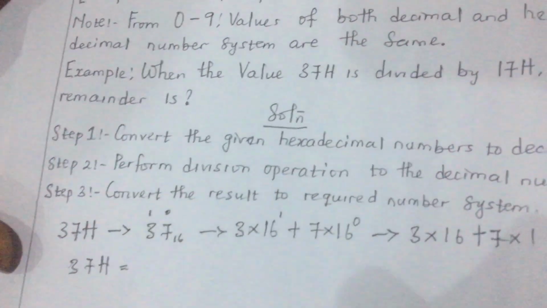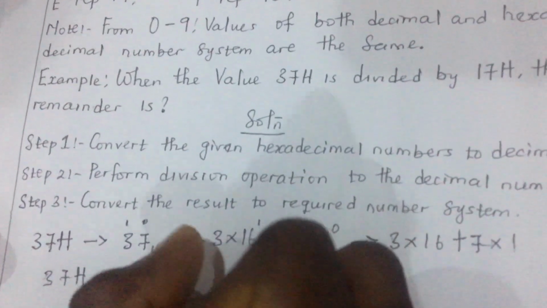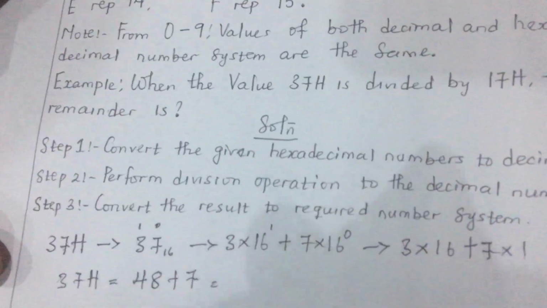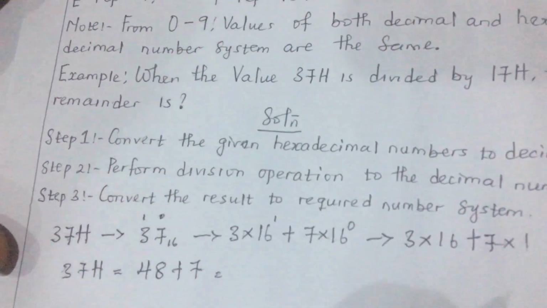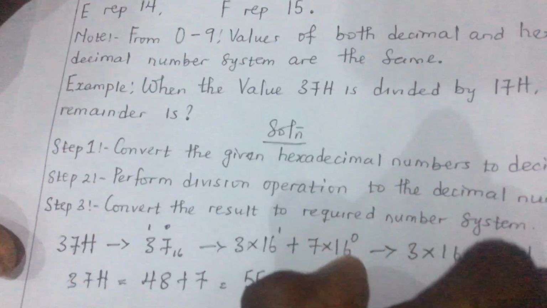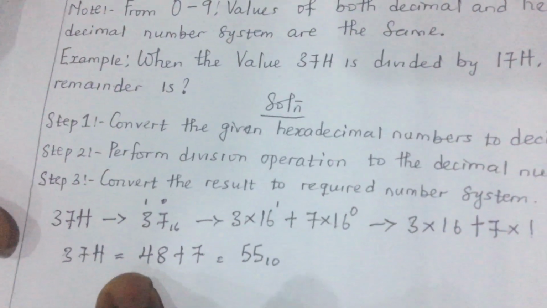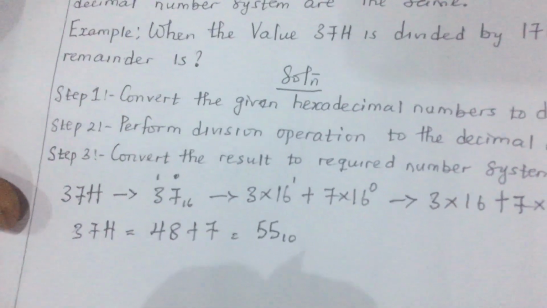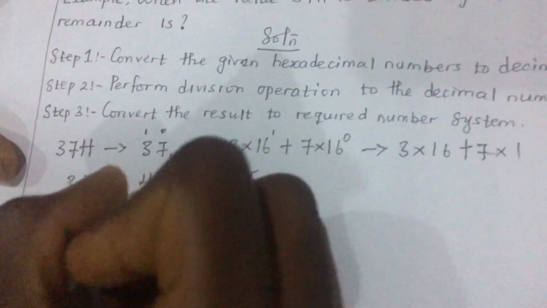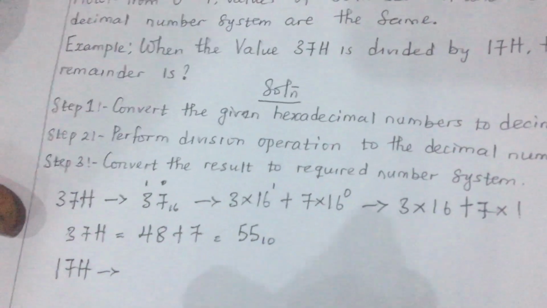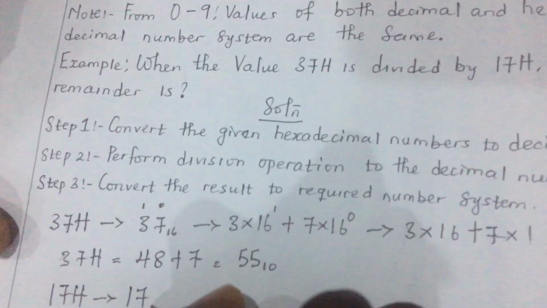So 37h is equal to 3 times 16, which gives us 48, and 7 times 1, which gives us 7. So 48 plus 7 will give us what? I think that is 55. So we can put our base 10. So 37h is equal to 55 base 10. Let's move to the next hexadecimal number we have, which is 17h.